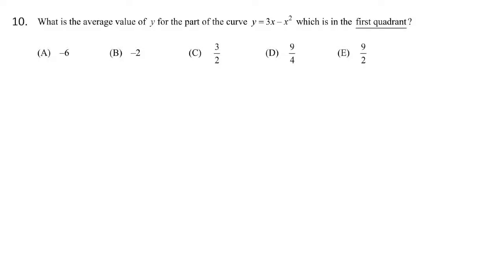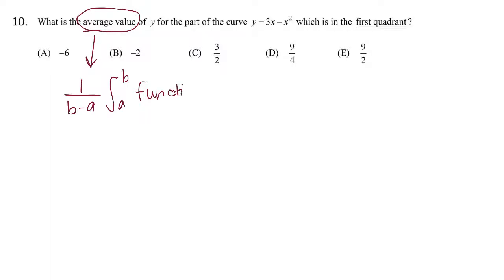All right, moving on to number 10, and number 10 can be kind of tricky. We have to be careful because this one is asking for the average value. Every time you see average value, it's 1 over the difference of your endpoints, from a to b of your function. And I'm just going to write out the word function there. Now we need to find our endpoints, and it's talking about just the first quadrant. So I would go ahead and set my function equal to 0 and find the zeros. When we do that, we factor out an x, and we have 3 minus x. So it looks like my two zeros are 0 and 3.